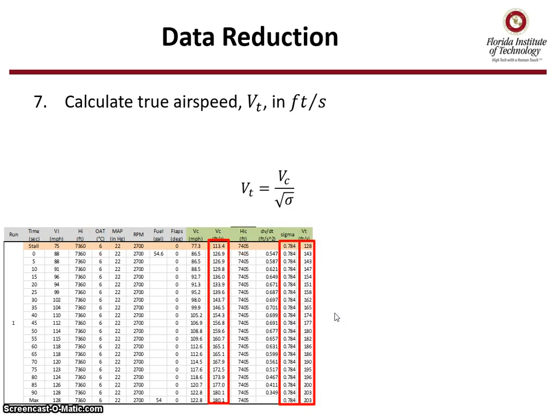Step 7 is to calculate true airspeed using the equation that involves calibrated airspeed and the square root of sigma. So we'll take all these calibrated airspeeds in feet per second and then divide by the square root of this sigma to give us our true airspeed at each time step.